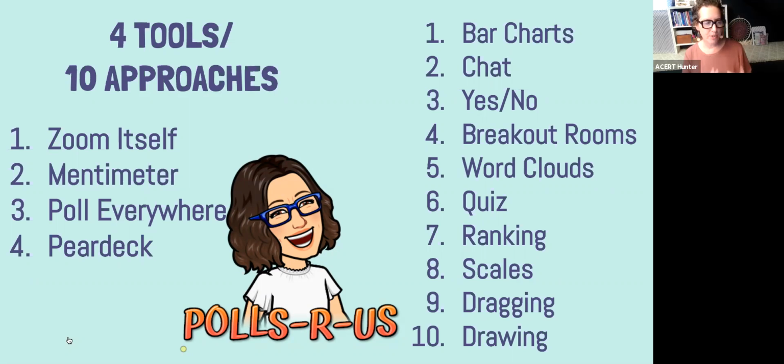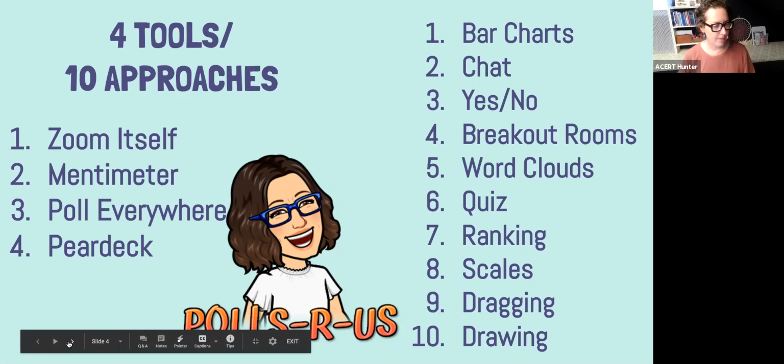I haven't used it as much, so maybe others who are more experienced can help with that. But what I wanted to present was 10 approaches that I'm calling polling, but they are variations on polling. They include bar charts, using chat function, yes/no functions, breakout rooms, word clouds, quizzing, ranking, scales, dragging, and drawing. Most of these could be accomplished in Mentimeter and Zoom alone. Actually, probably all of them could be, except for dragging and drawing. That's only for Peardeck. But hopefully you'll get something out of these options.